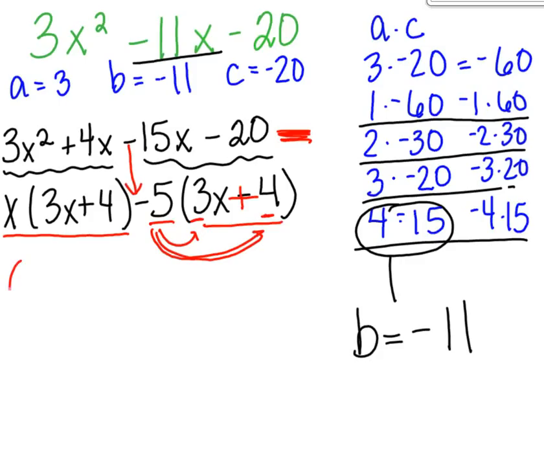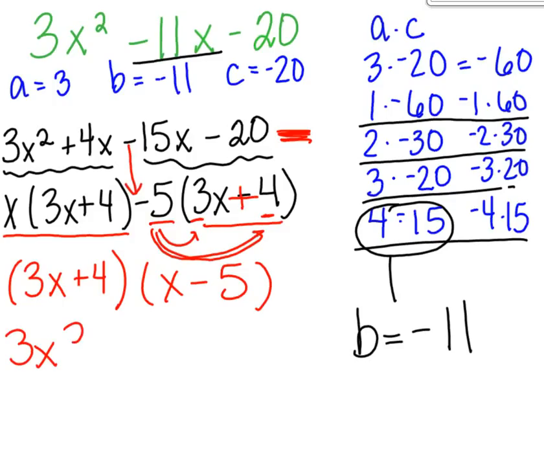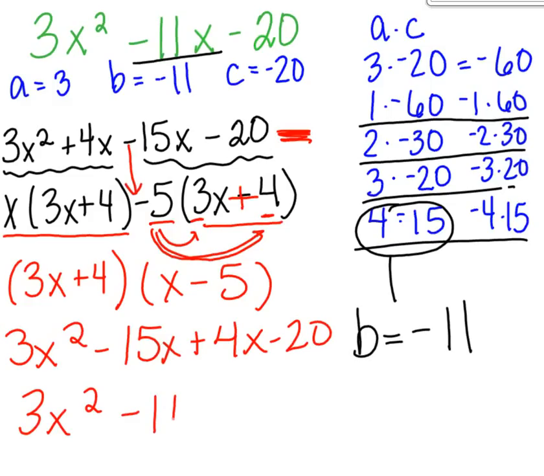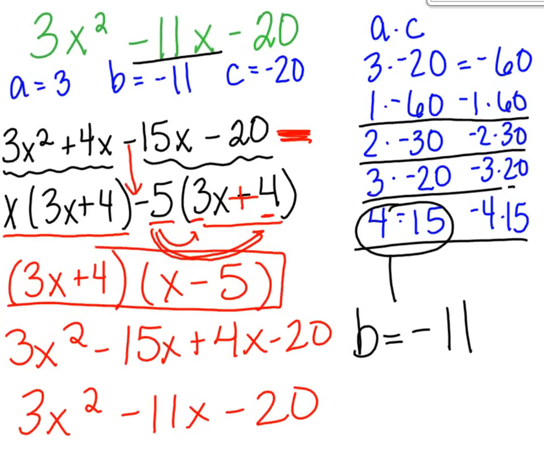All right, so now I'm feeling pretty good that one of the factors is 3x plus 4 and the other one is x minus 5. I can go back and check myself though. 3x squared minus 15x plus 4x minus 20. 3x squared minus 11x minus 20. Okay, so that gives me the original one, so this must be the factored form.